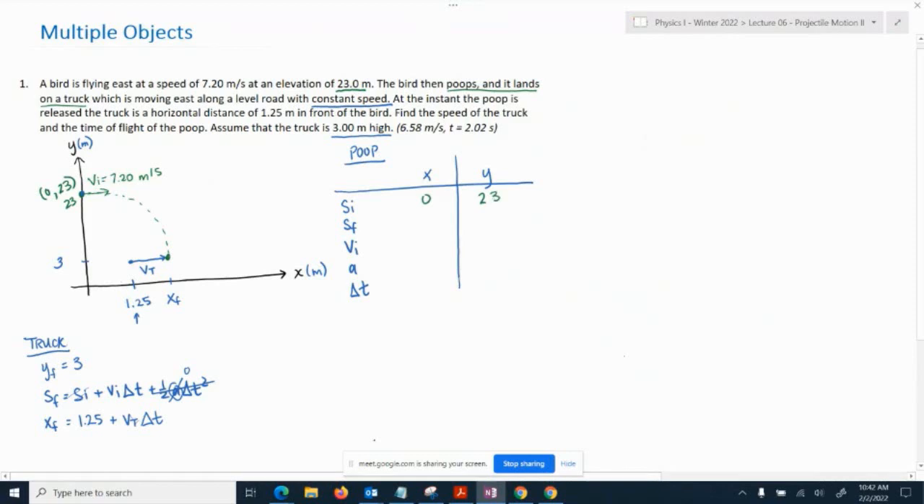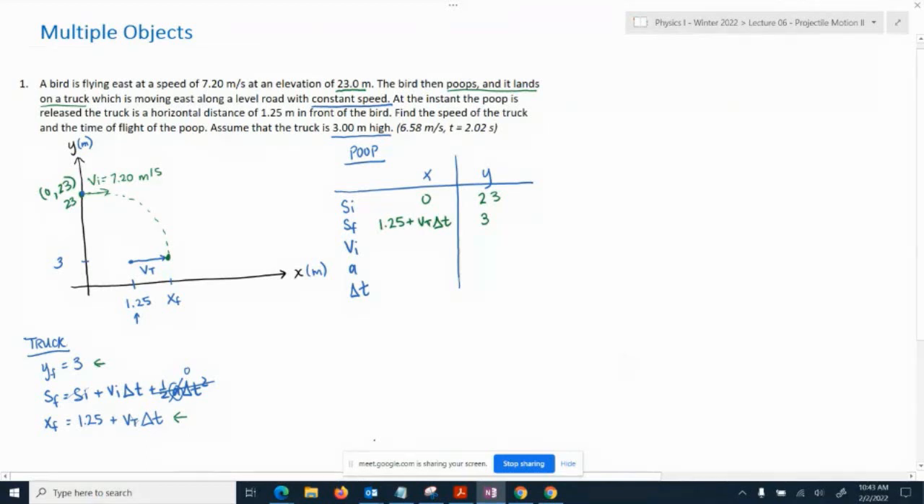The final position of our poop, well, we wanted the poop to land on top of the truck, so we said that the final x position will be the same as the x position of the truck, which is 1.25 plus VT delta t. VT is what we're trying to solve for, and delta t. And then the final y position of the truck, we said, is 3, so that would be the final y position of the poop because we want it to land on top of the truck.